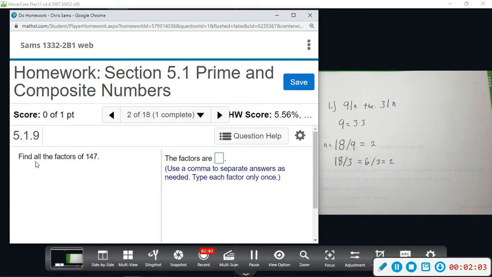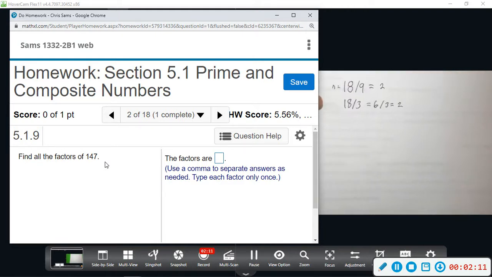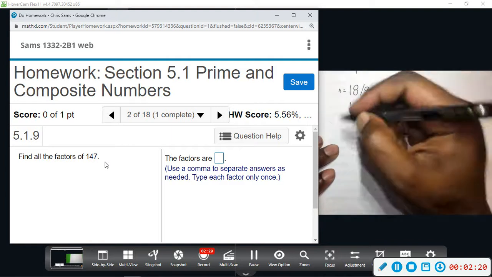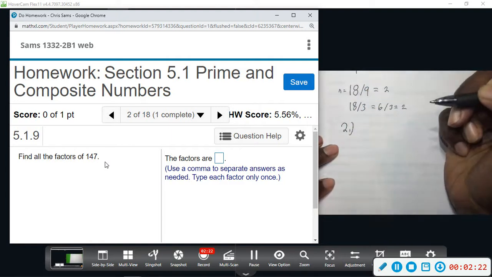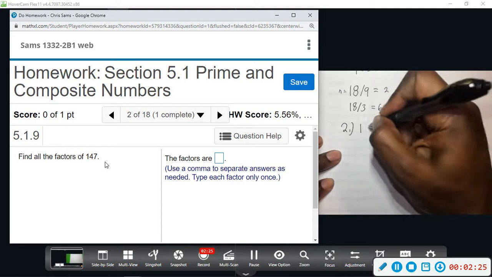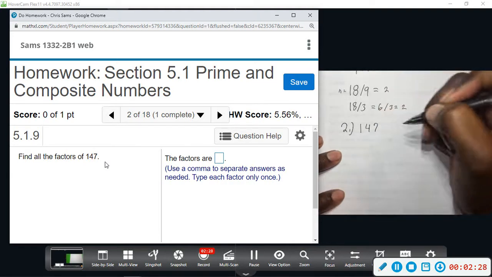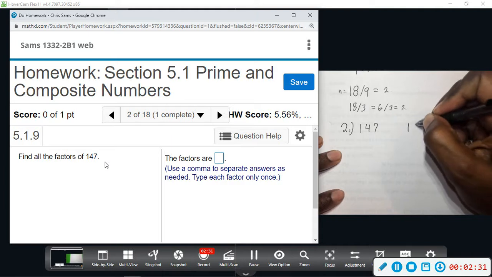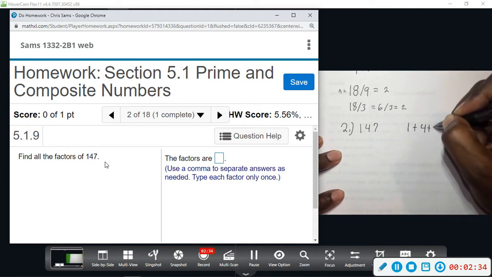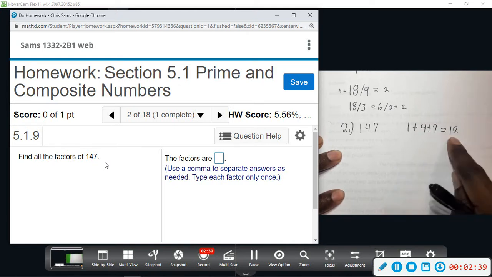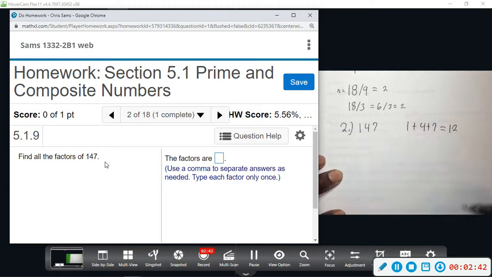Now we want to find all the factors of 147. Okay, so this is not one of those easy divisible numbers. So we want to use those divisibility rules. So I can look at this and see it doesn't end with a 2. So it's not even. So I know I can't divide by 2. But I want to see if I can divide by 3. So the divisibility rule for 3 says add up the digits. 1 plus 4 plus 7. That will give us 12. And so since 12 is divisible by 3, this number should be divisible by 3.